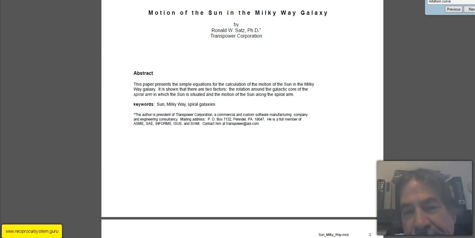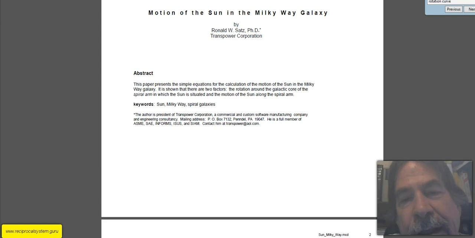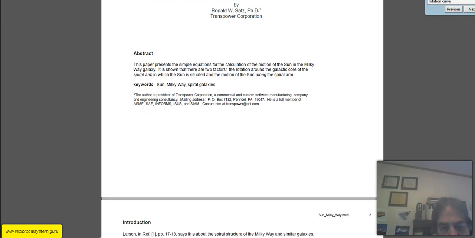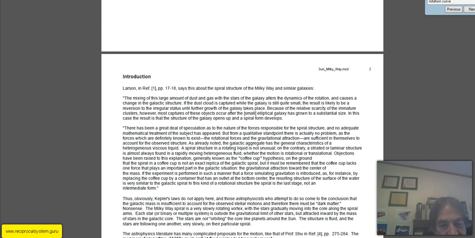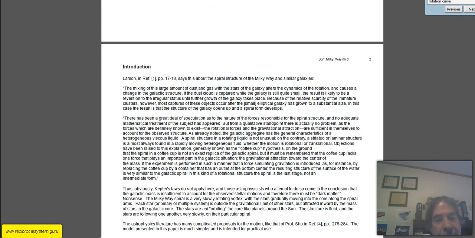So this paper presents the simple equations for the calculation of the motion of the Sun and the Milky Way Galaxy. It is shown that there are two factors: the rotation around the galactic core of the spiral arm in which the Sun is situated, and the motion of the Sun along the spiral arm. Now here's a major quote from Dewey B. Larson, reference 1, pages 17 to 18. He says this about the spiral structure of the Milky Way and similar galaxies.